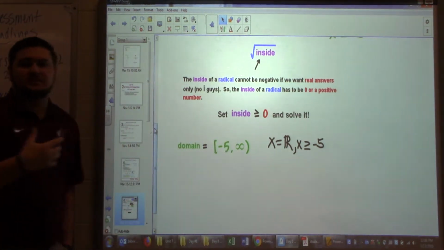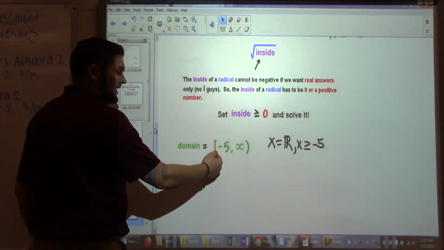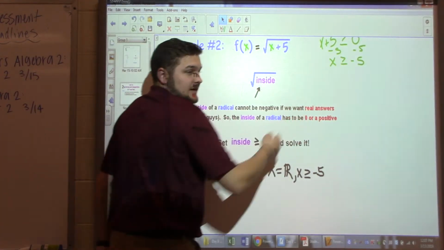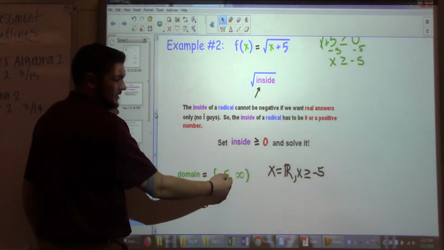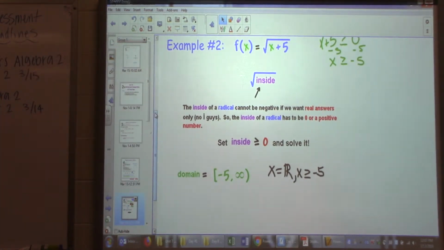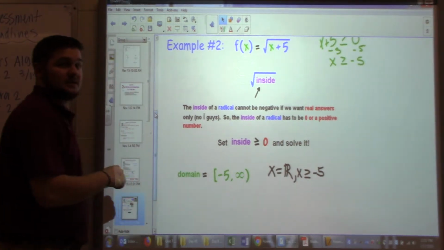In my interval notation, my domain would be negative 5 with a bracket, because we said it could be greater than or equal to negative 5. So negative 5 with a bracket, all the way to infinity, because we want greater than negative 5. So it's going up to positive infinity, and then parentheses. And that's it. There's no other numbers it can be.